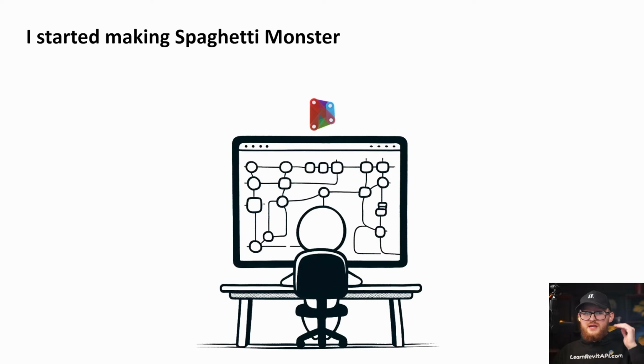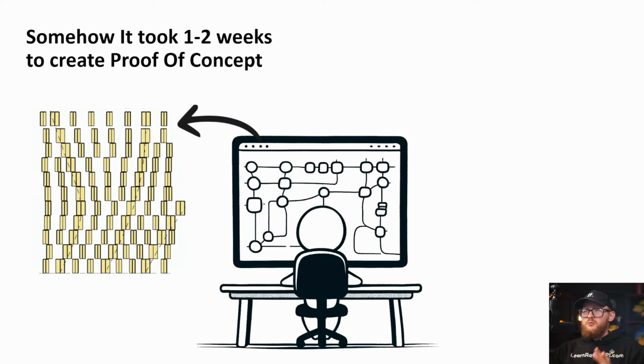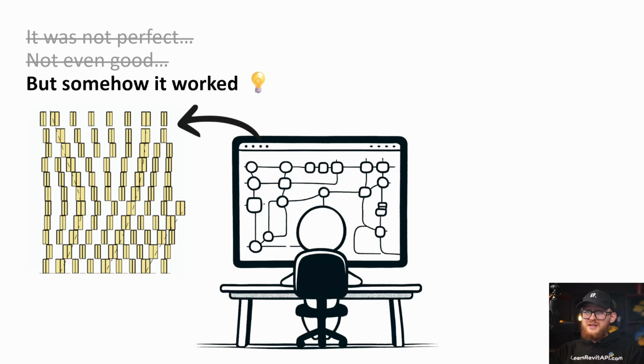There were a lot of steps that we needed to go through, but we just thought logically: okay, we're gonna get floors, we're gonna get lines somehow, we're gonna find the intersection, and we just made this step by step. It took me somewhere between 1 to 2 weeks to create a proof of concept. And this is just proof to us that, all right, it looks like we actually can make it. It was not perfect, it was not good, but somehow it worked, and that's all we needed at the time.